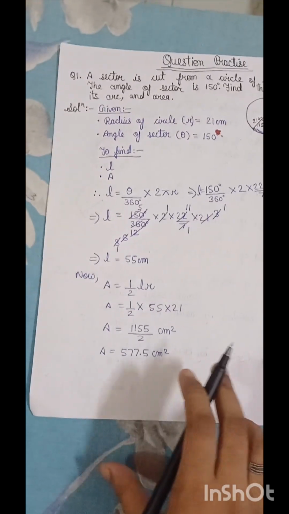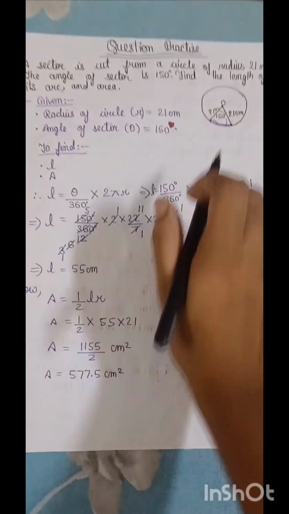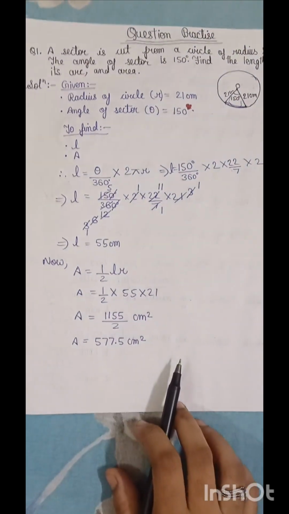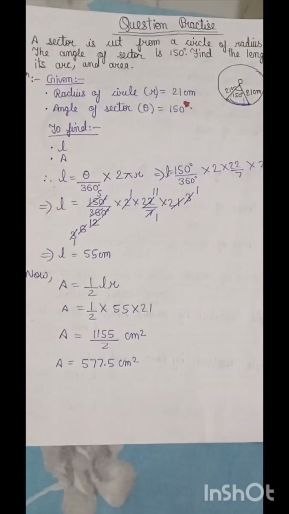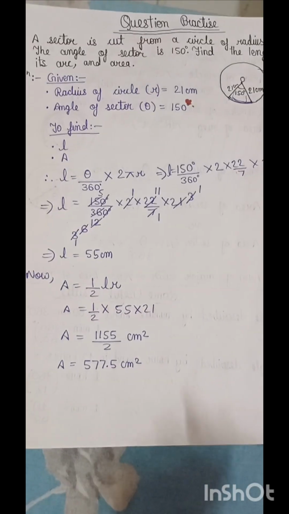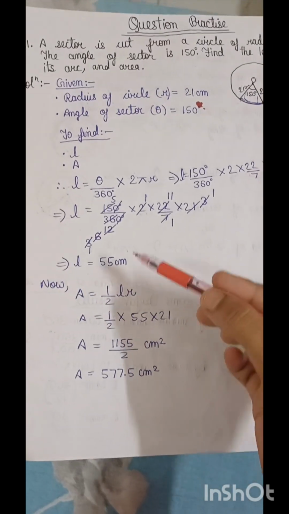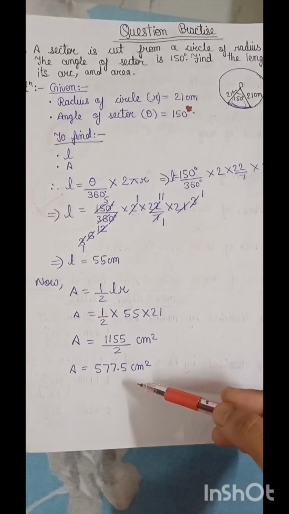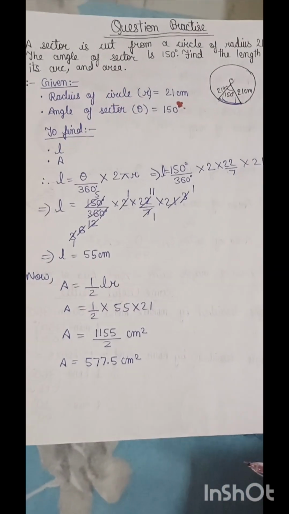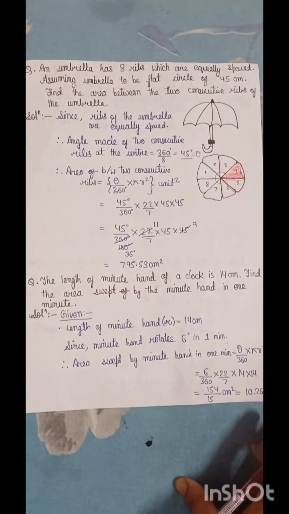Coming to the next, find the area of the sector. To find the area of the sector, we have got two formulas: half into l into r, and the other one. We will not make our question lengthy, so we will just put the values of r and l, and you will get the answer 577.5 centimeter square. Fine.